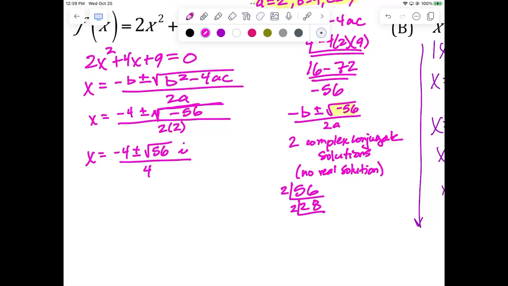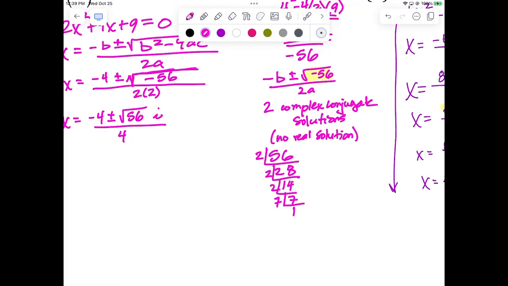Does 2 go into 28? Yes, it does. That leaves us a 14. 2 goes into 14 7 times. 2 does not go into 7. Neither does 3, 4, 5, 6. 7 does because it's prime, and you get a 1. And the reason we call it upside down birthday cake is because now it looks like a birthday candle upside down. You can turn your monitor upside down, and it looks like a tiered birthday cake with a 1 candle at the top. Okay, so there it is.